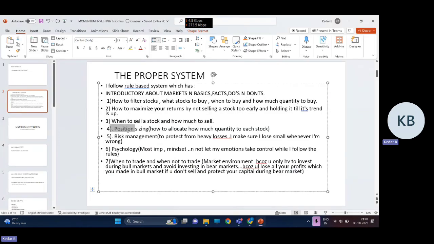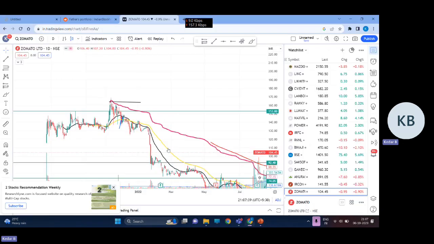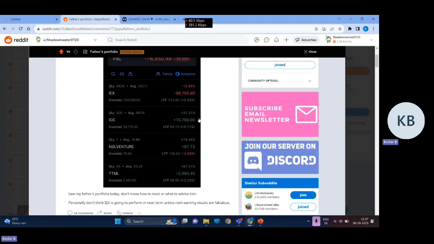And position sizing is also very important. The amount of money you make depends on how many times you are profitable, how quickly, and how small you are keeping your losses. The next thing is position sizing. I'll show you why it is so important, because even if you're right, if you don't have a major chunk of your portfolio in that stock, you will be making little to no gains.